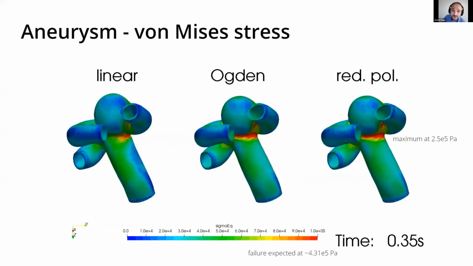And then if we go in the last slide onto the stresses, you visualize the stresses, then you can see that I showed you here between 0 and 100 kilopascal. The maximum is actually at 250 kilopascal, somewhere here in this location. And we expect failure at 431 kilopascal. So the simulations suggest that there is not going to be failure, but still 250 kilopascal is not very far away from 430. So it is in the same order of magnitude. So this aneurysm could be problematic.